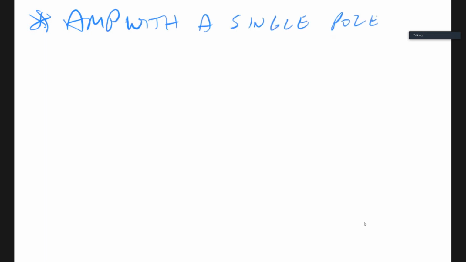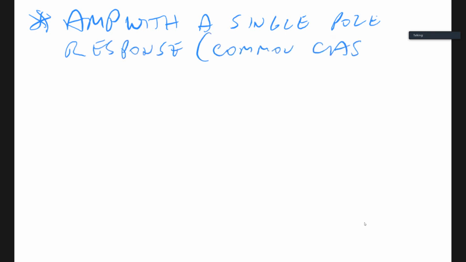So, amplifier with a single pole response. This is a common case. Okay? So we're just going to go back to what we said before.